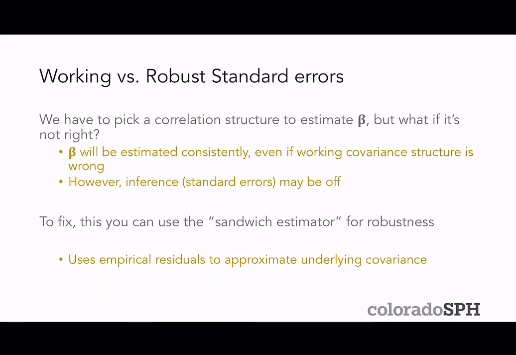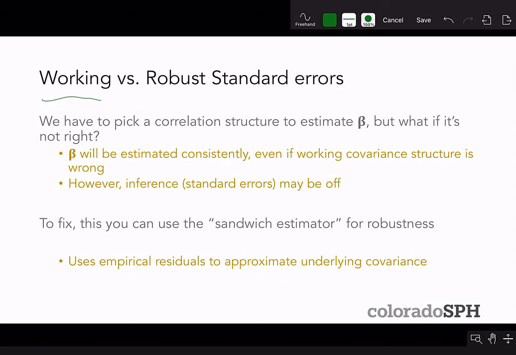So as I mentioned, the betas that you estimate are going to depend on the variance, mean, and correlation structure you choose. So this means that we have to pick a correlation structure for our data in order to estimate the betas. However, what if you don't pick the right correlation structure? Well, in GEEs, we have both working and robust standard errors. So the working standard errors come from the working correlation structure you choose. Working means working correlation structure.